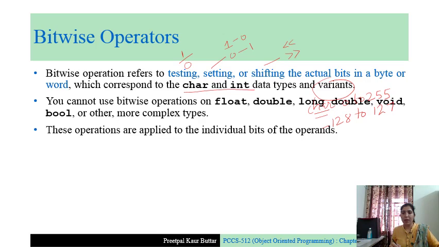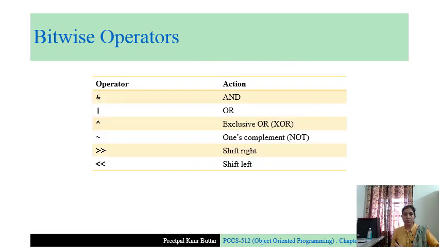These operations are applied on the individual bits of the operands. So we will see some examples, and you will see how the individual bits can be changed by using these bitwise operators. This table summarizes the bitwise operators which are available to us. The first one is bitwise AND. This bitwise AND is different from the logical AND. Logical AND operates on logical and relational expressions, while this AND operates on bits.